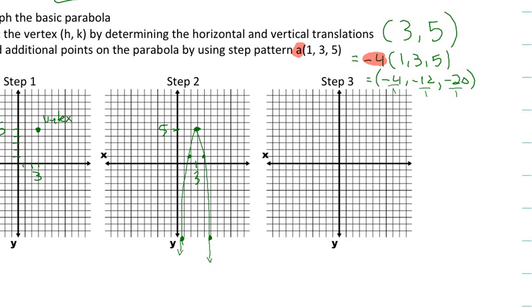Now you guys tell me, do you see a vertical stretch here? Yes. Do you see a reflection? Yes. Right? Vertical stretch means your graph is going to look narrower, remember that? And my graph here is very narrow, right? Compared to what the original graph would look like.